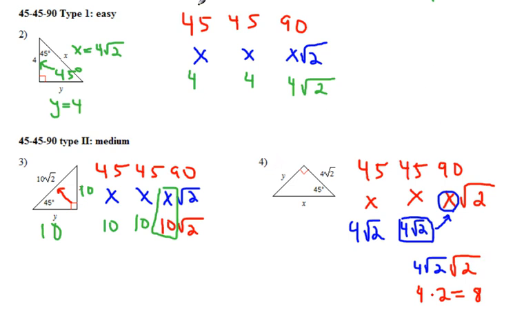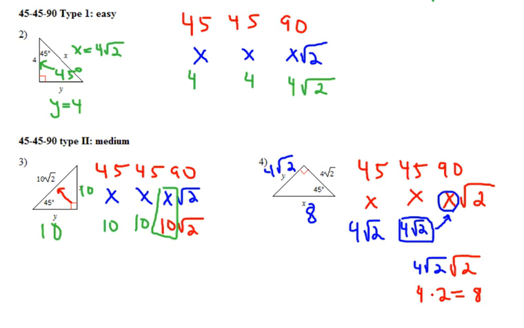So what does that mean? That means that our sides of our right triangle are 4 root 2. This is going to be the same. 4 root 2. And down here will be 8. 4 root 2, 4 root 2, and 8. Because if you take 4 root 2 and multiply it by the square root of 2, you get 8.